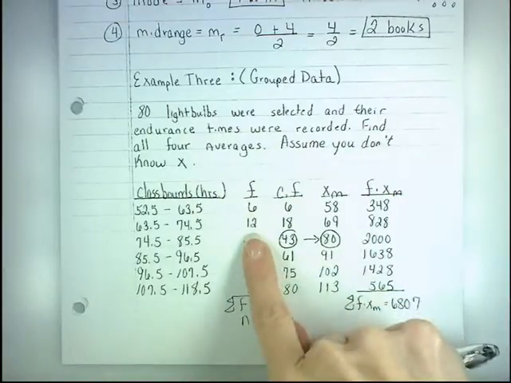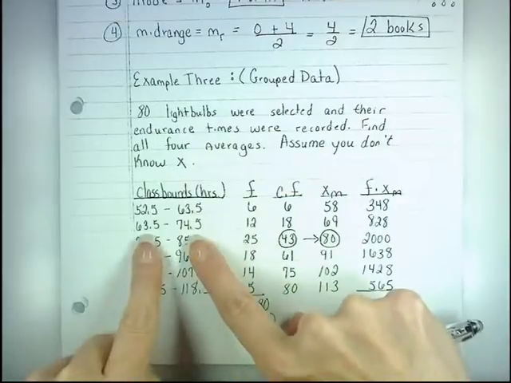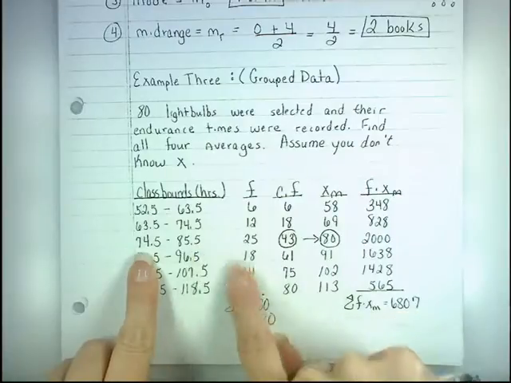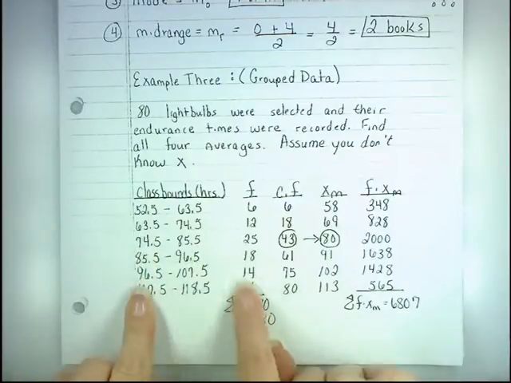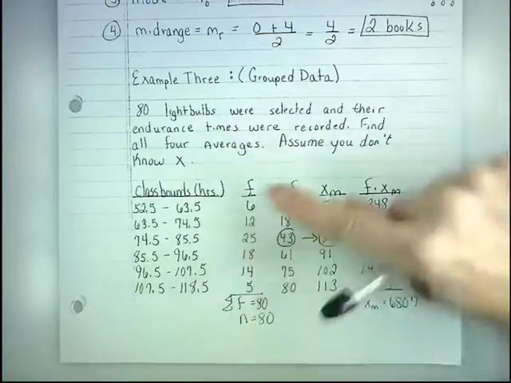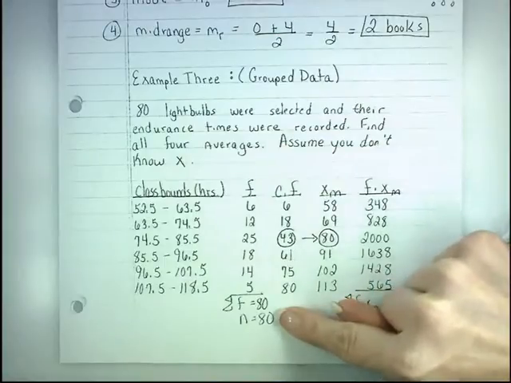The next 12 light bulbs out of the 80 fall here in terms of time. The next 25 here. The next 18 here. 14 here. And the last 5 light bulbs fall here. The total of the frequency column better give you 80 pieces of data. So the size of this data set again is 80.